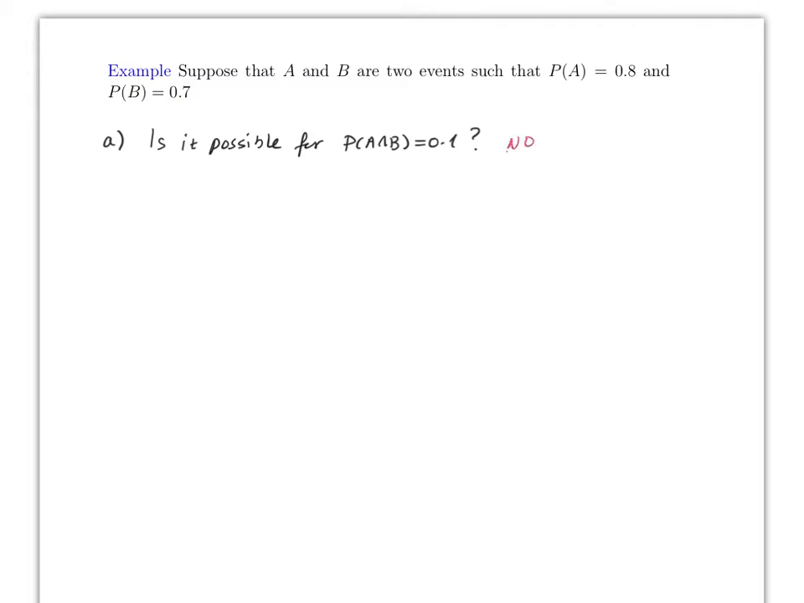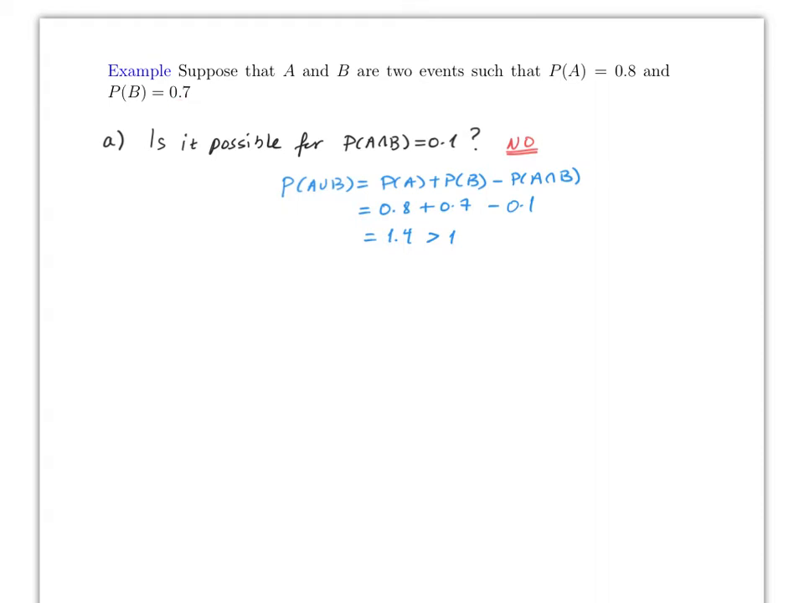And the answer is no. Why? Well, remember that the probability of A or B is equal to the probability of A plus the probability of B minus the probability of A and B. If we plug in the values, it is 0.8 plus 0.7 minus 0.1, which equals 1.4. This is more than 1, and a probability cannot be more than 1. So therefore, this is impossible. You cannot have this if this is the case and this is the case.